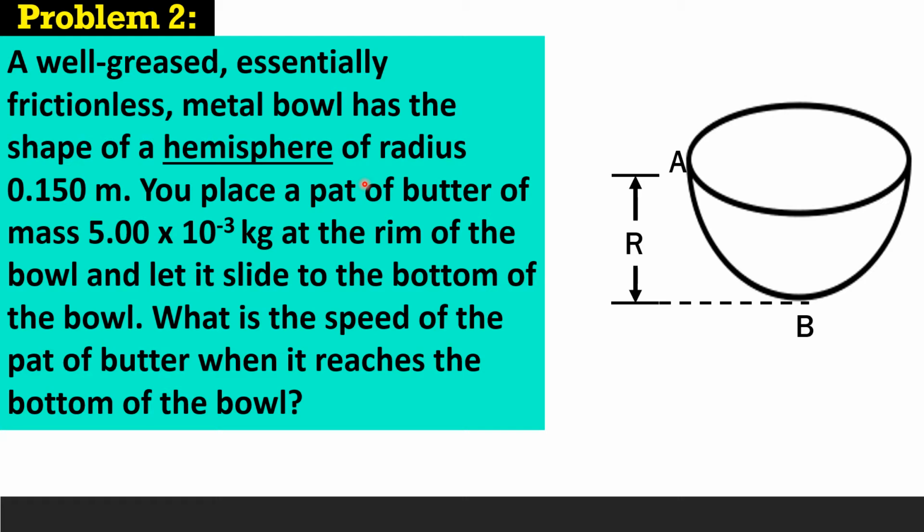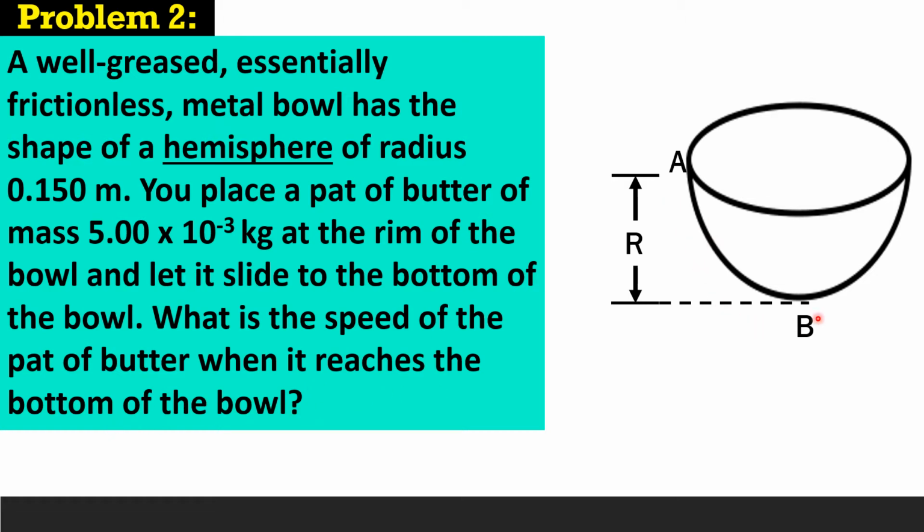All right, for our second problem, a well-greased, essentially frictionless metal bowl has the shape of a hemisphere of radius 0.150 meters. You place a pat of butter of mass 5 times 10 raised to the negative 3 kilograms at the rim of the bowl and let it slide to the bottom of the bowl. What is the speed of the pat of butter when it reaches the bottom of the bowl?